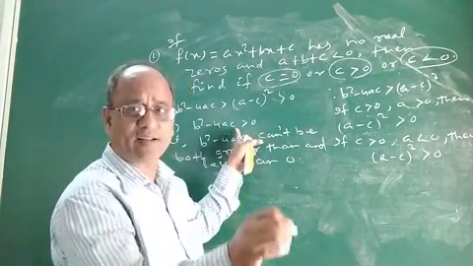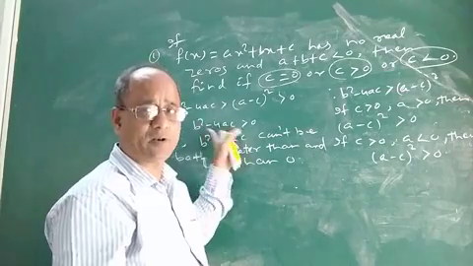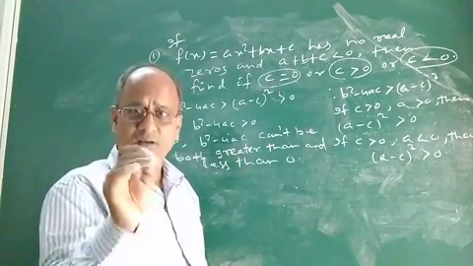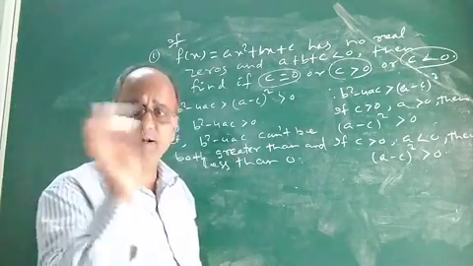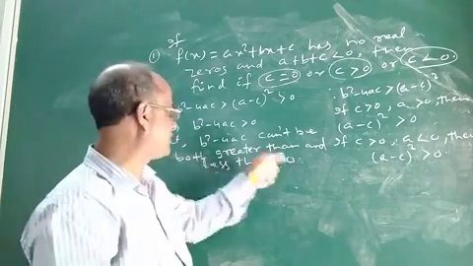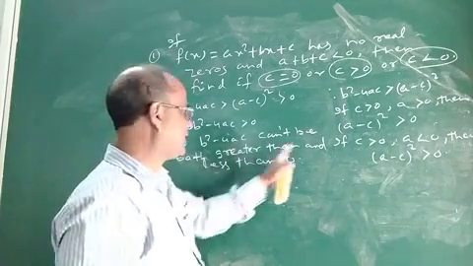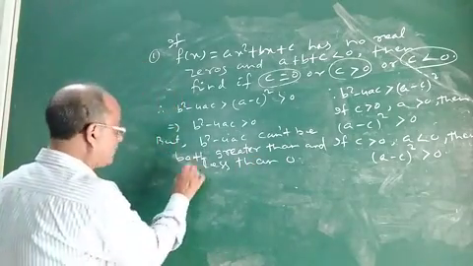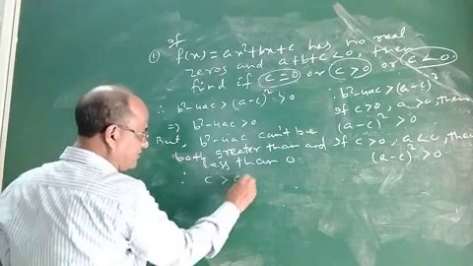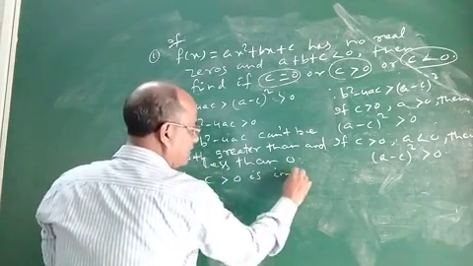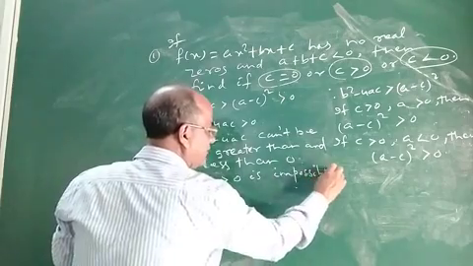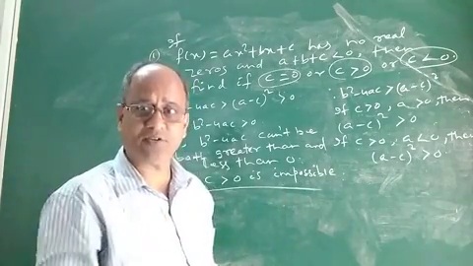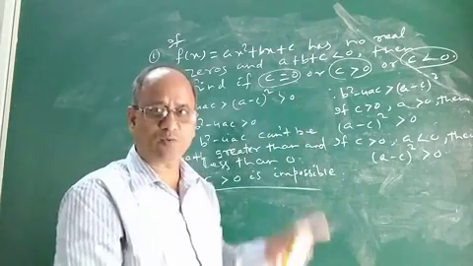But by taking c greater than 0, we found that the discriminant of the quadratic polynomial is coming greater than 0. But the discriminant of a quadratic equation cannot be both greater than and less than 0. Either it will be greater than 0 or less than 0. So c greater than 0 is also impossible. That means c cannot be greater than 0.